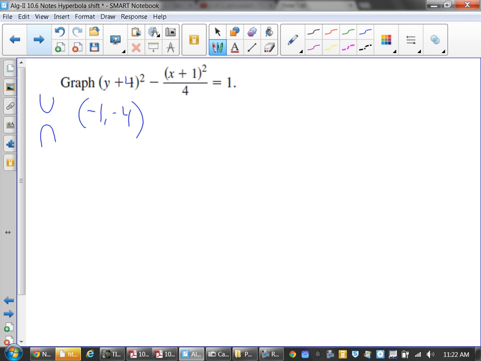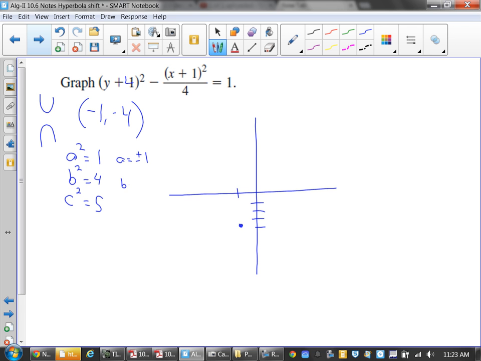Now it's just a matter of listing out your parts. A squared is what? Good. B squared? What's C squared? Good. So we're starting out at -1 and -4. A is plus or minus 1, B is plus or minus 2, C is plus or minus √5. We okay with that? All right.